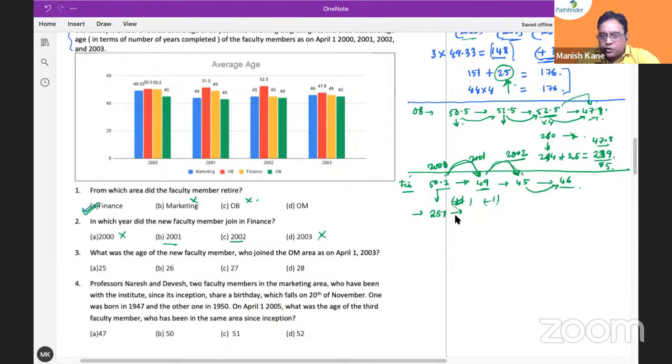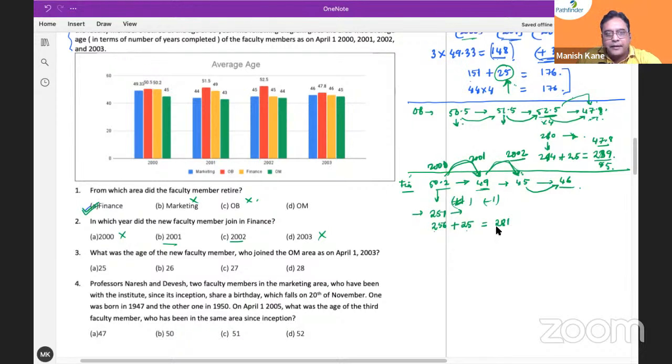अगर ये 5 लोग होते तो अगले साल इनकी एज का टोटल कितना हो जाता? 256. And if somebody new joins, his age will be 25 more. So 256 plus 25 is 281. Correct? 281. So what happens now? If it is 281, where would he join? Can you guess?